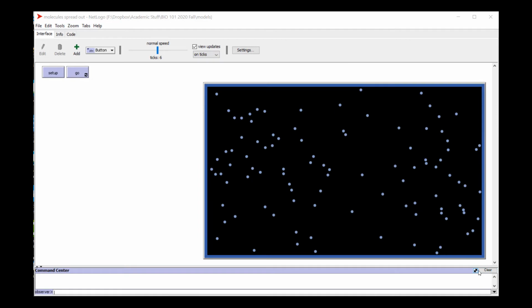Okay, so here's just a little model to illustrate what we're talking about. This is supposed to simulate a container, and each of these dots is a molecule. The molecules in this model behave like molecules in real life. They each have kinetic energy. They move around at random. They bounce off of each other. They bounce off the sides. So it's mimicking what molecules do in real life.